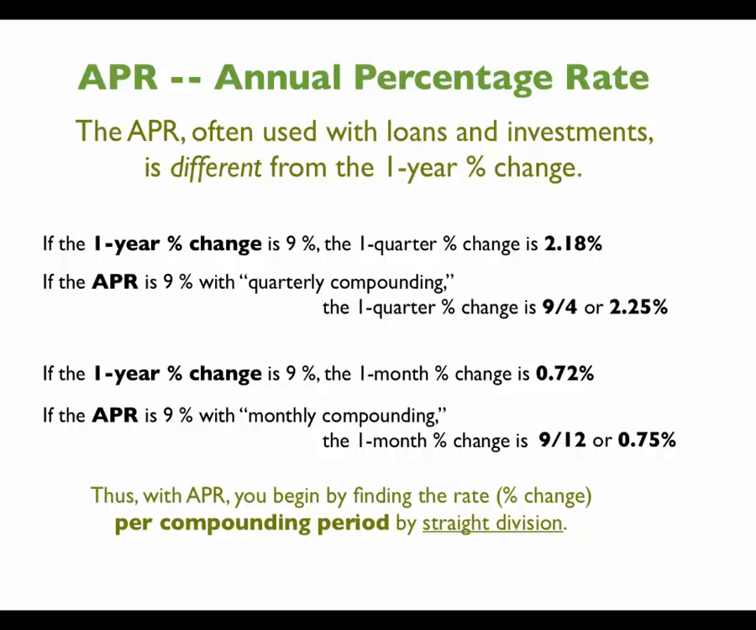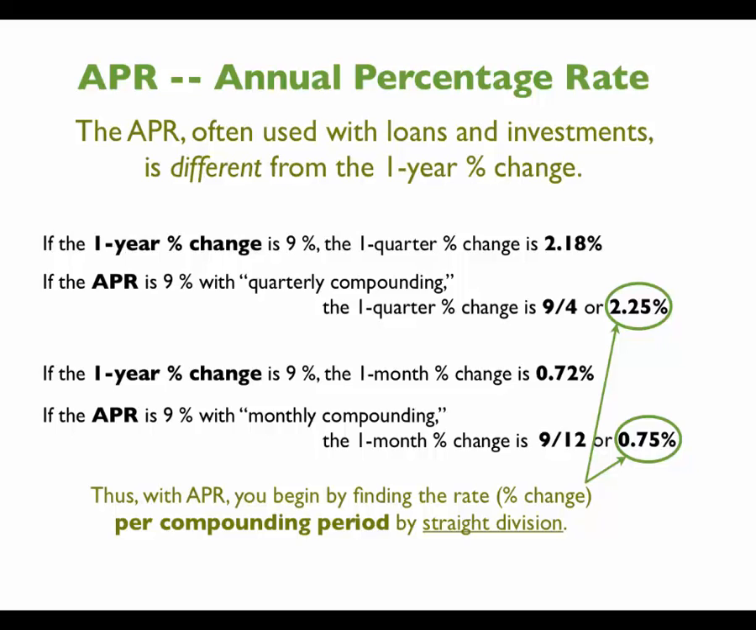Okay, so with APR, you begin by finding the rate by straight division, which we said you don't do. All along we said you don't do that. You find the growth or decay factor first, and find the percent change from that. But with APR, you do straight division to start with. But then, after you do that division, from this point on, you follow the rules.